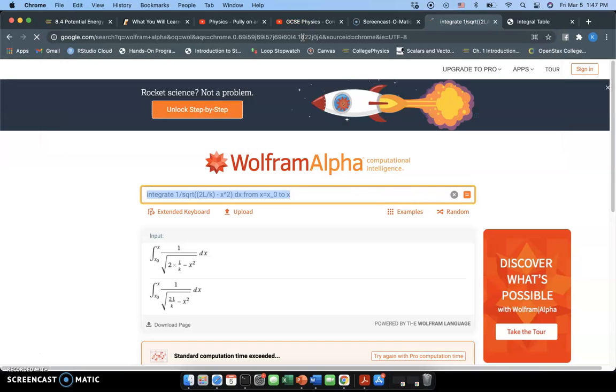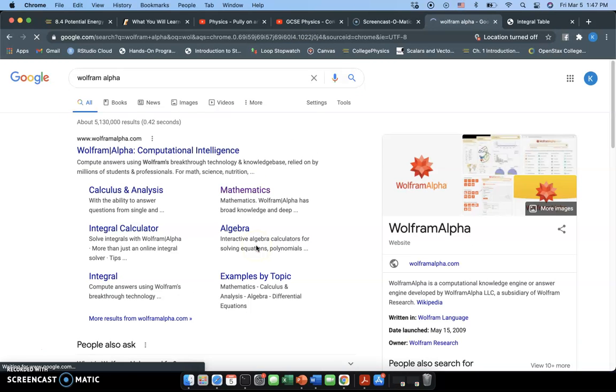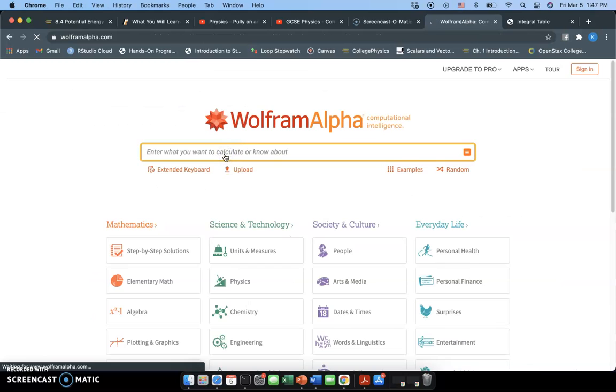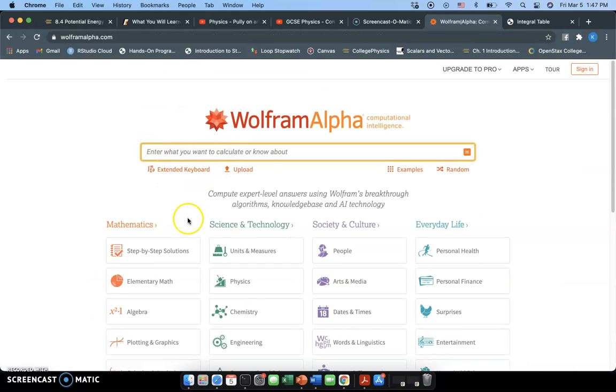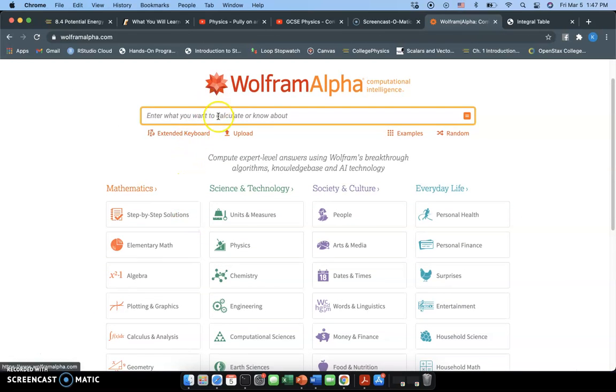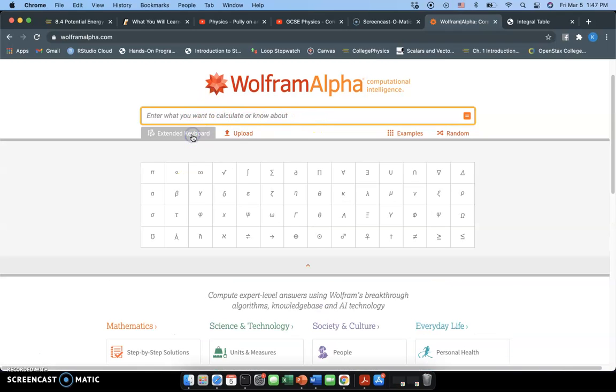I will go either to Wolfram Alpha, which maybe you guys have seen. So Wolfram Alpha, and just click on their website, and then you can just put in what you want. You can extend the keyboard, so you can write integral of blah blah blah. So I was putting it in this way.